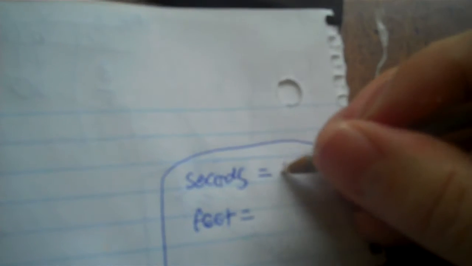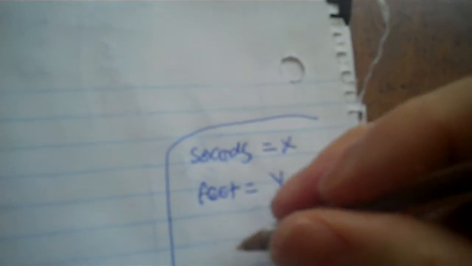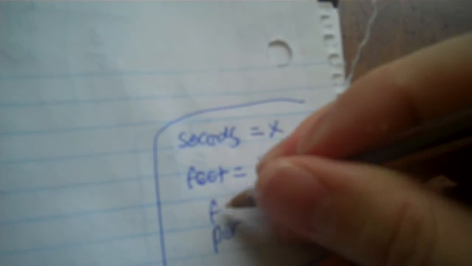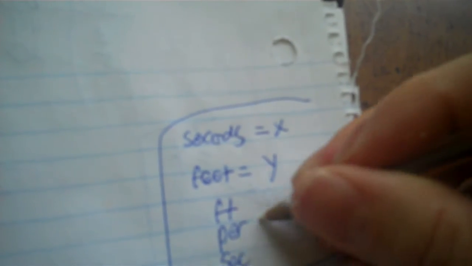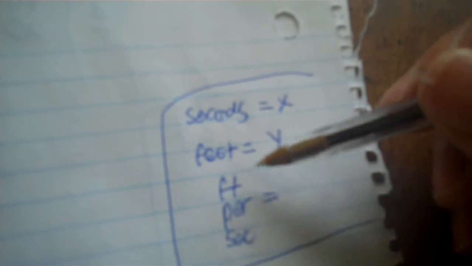Okay, the time units are the x, and then feet is y. Then for feet per second, again, you always put the time, feet per second. Now again, you don't know the feet per second, okay? You have no idea what the feet per second are, so that's why you need to make this table here.